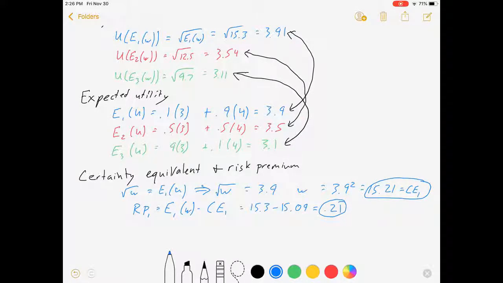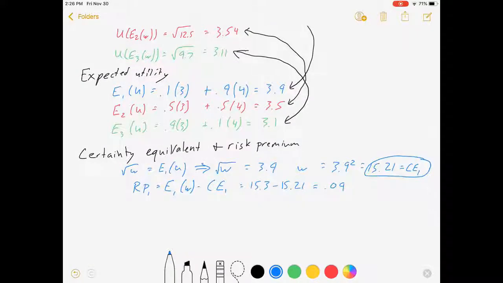Oh, sorry, I did that math wrong, didn't I? Sorry, I recorded that incorrectly. Keep you guys awake. I wrote 15.21, which means there's a 0.09. I'm willing to give up 9 cents to avoid the gamble. Okay, let's do this for the other one.